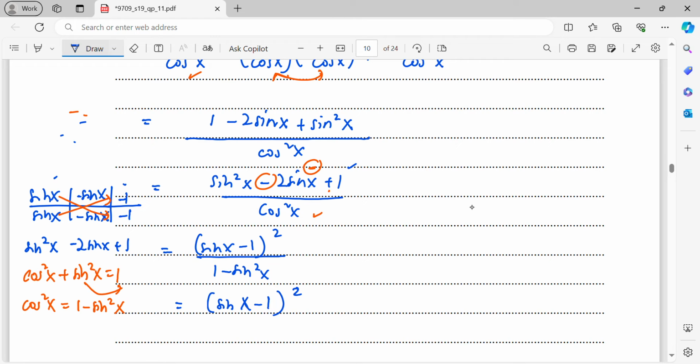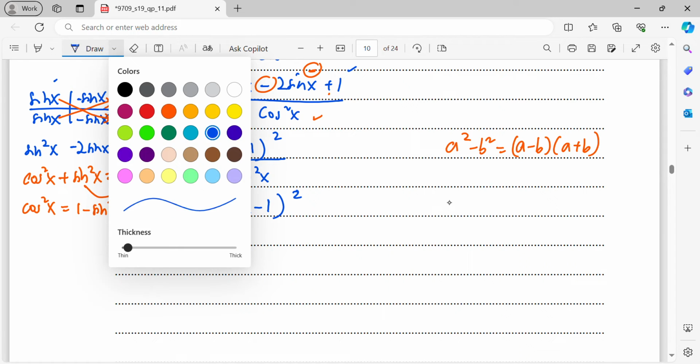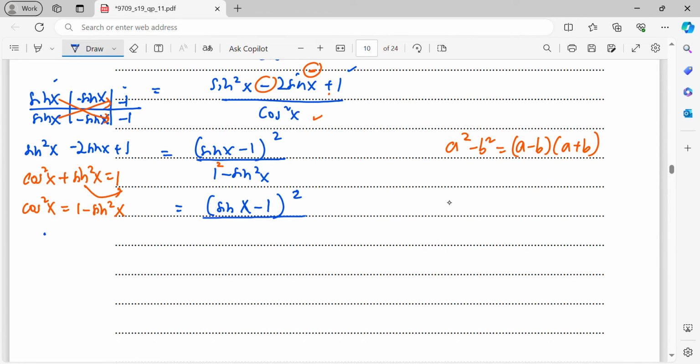Now for the denominator, we have a formula. a squared minus b squared is (a minus b) times (a plus b). So this 1 I can say is 1 squared. Therefore my a is 1, my b is sine x. So therefore you will be getting over 1 minus sine x times 1 plus sine x.